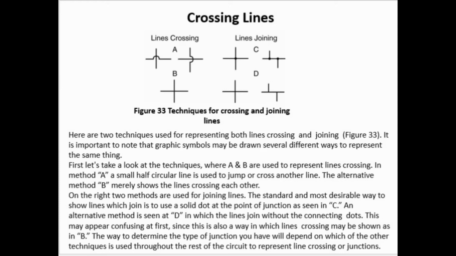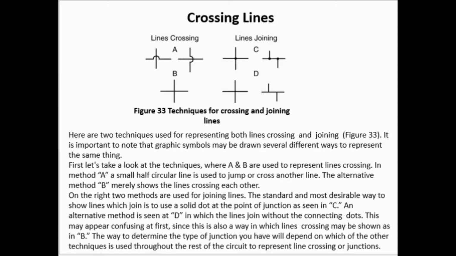On the right, 2 methods are used for joining lines. The standard and most desirable way to show lines which join is to use a solid dot at the point of junction, as seen in C. An alternative method is seen at D, in which the lines join without connecting dots. This may appear confusing at first, since this is also a way in which lines crossing may be shown, as in B.